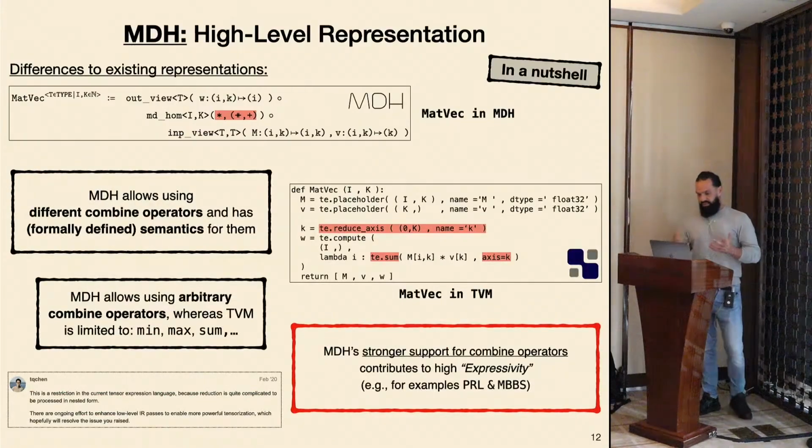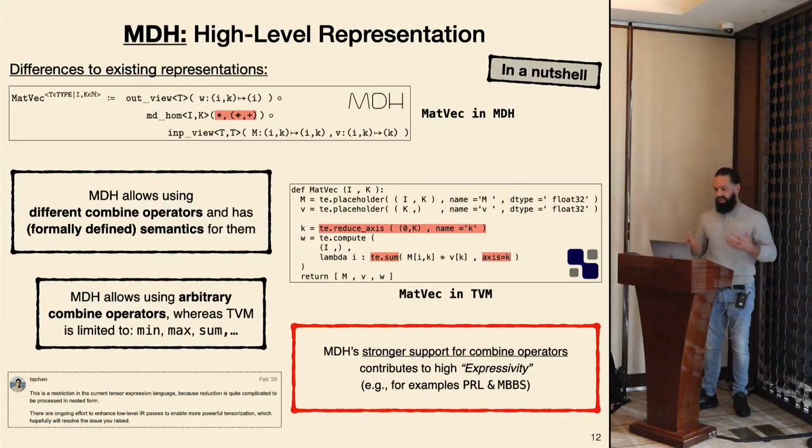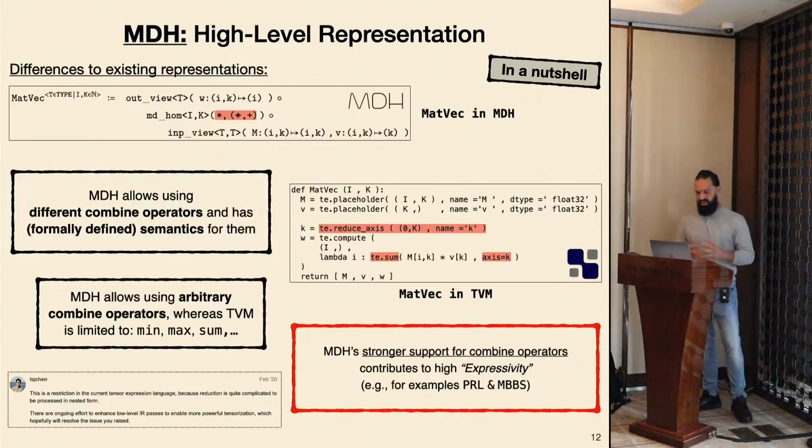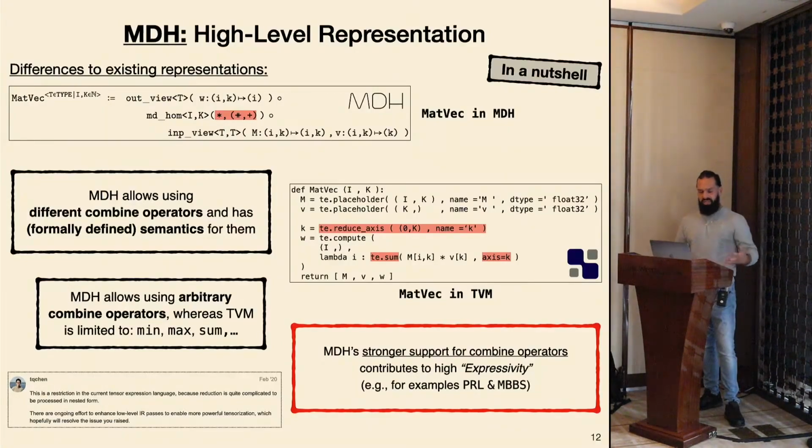And maybe also, kind of quickly, a comparison of MDH with TVM, which is the state-of-the-art approach for generating efficient program code from these high-level abstractions for array computations. So compared to TVM, the major strength of MDH is mostly regarding the combine operators. MDH allows using different combine operators, and we have a formally defined semantics for them.